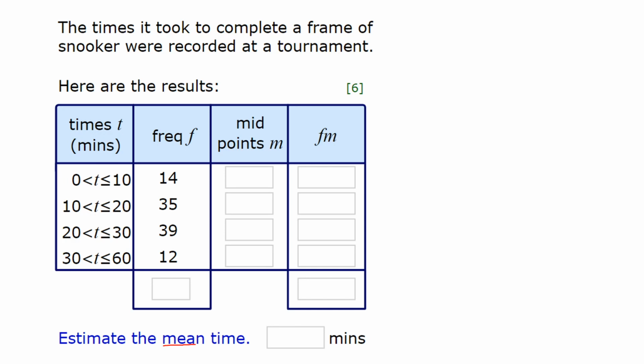First things first, we need to add up the frequency, because that is the number that we're going to divide from. 14 plus 35 plus 39 plus 12 is equal to 100 games of snooker.